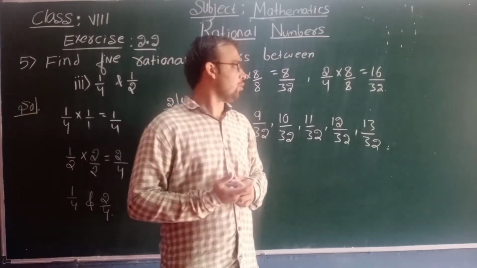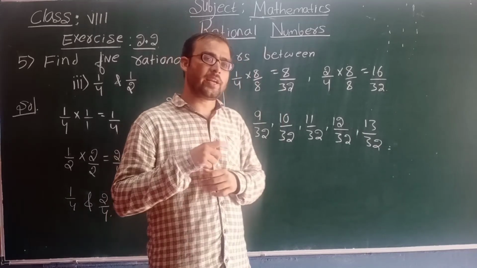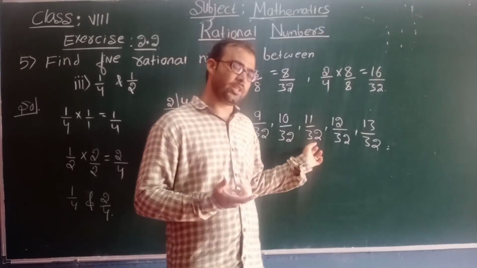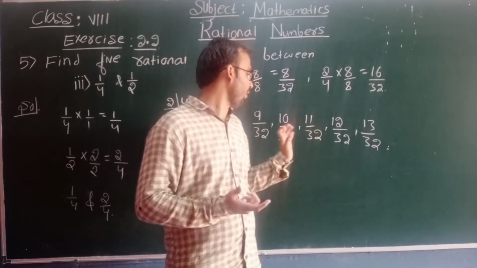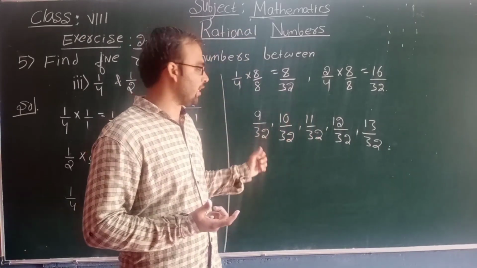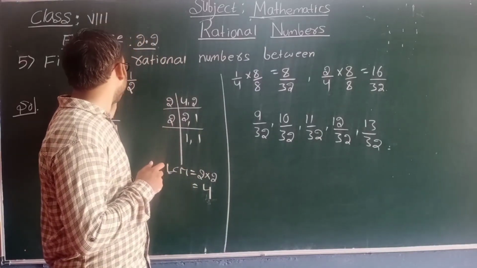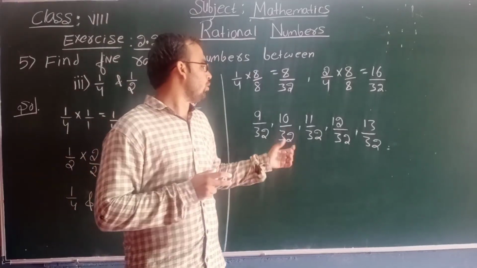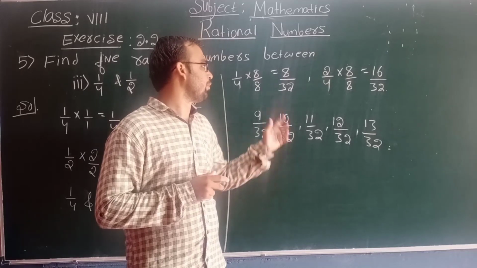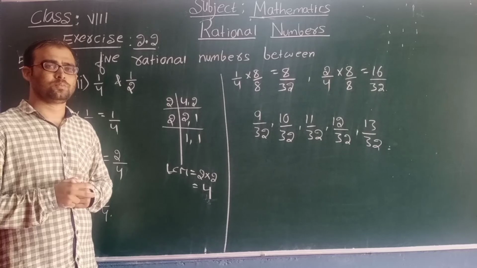So again I am telling you, you need not multiply only by 8. You can get any answer for this kind of question. If you have written any other answers apart from this, that will also be right. Only the thing is that the number should come in between 1 by 4 and 1 by 2. So what are these? These are the 5 rational numbers between the two rational numbers, that is 1 by 4 and 1 by 2.